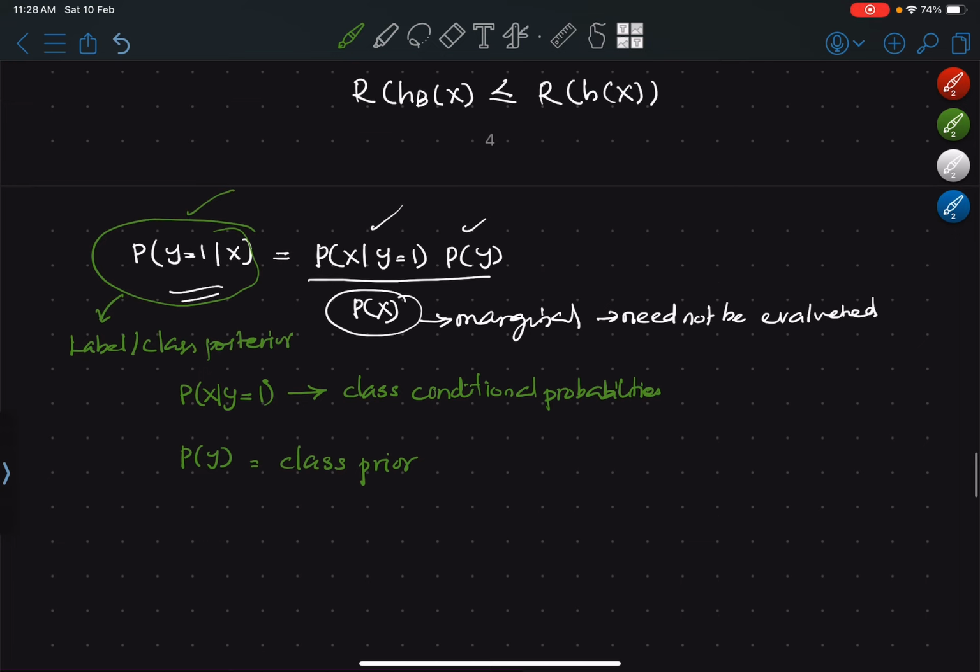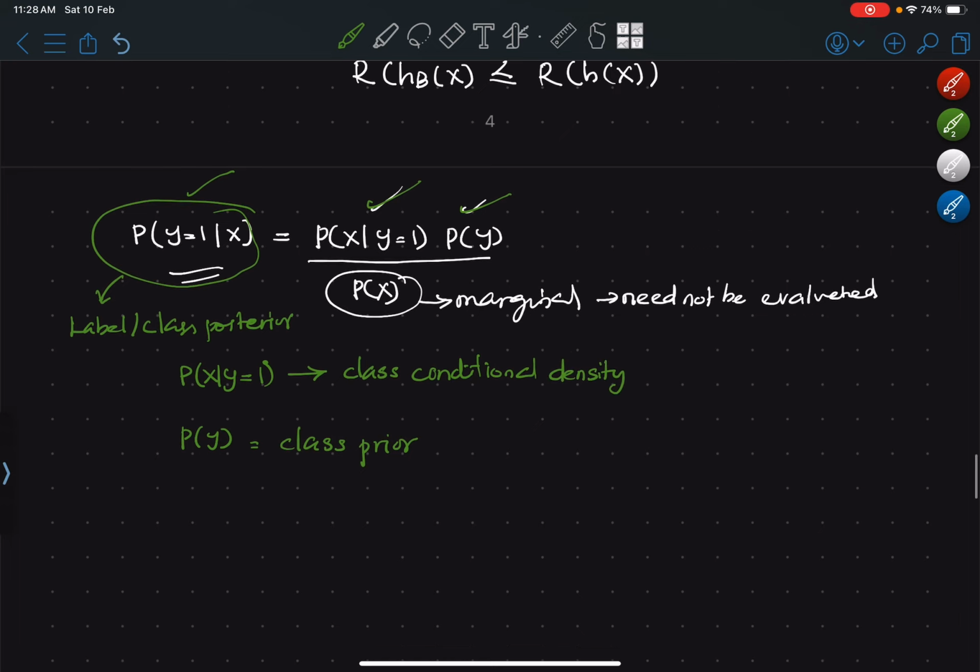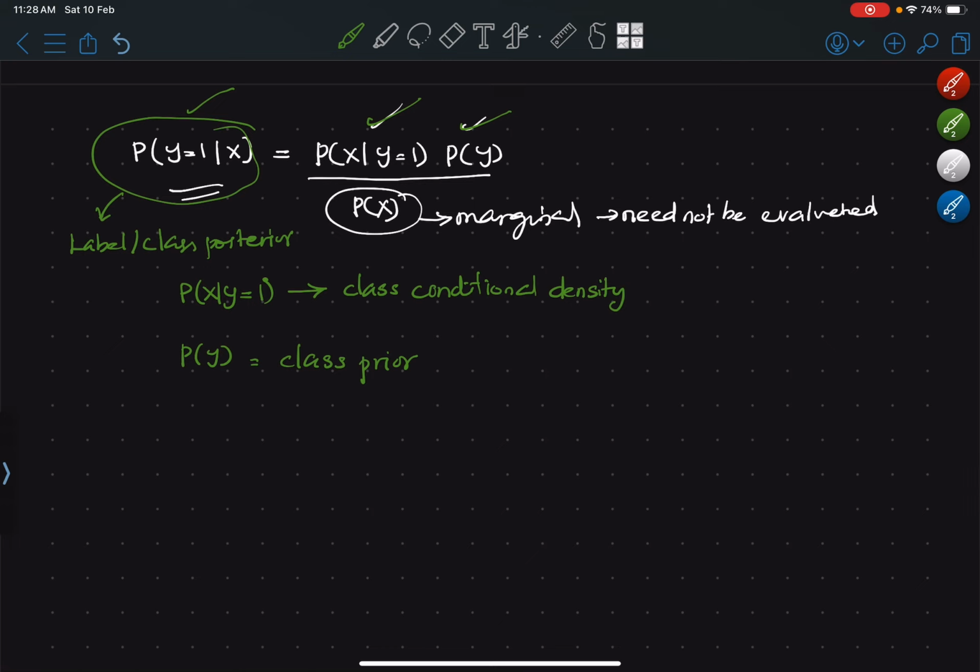So we have to evaluate this, but in order to evaluate this, we have to know this class conditional probability. In fact, it's class conditional density. Sorry, it's not probability. It's class conditional density, because we have to be precise. We have to evaluate this class conditional density, and we also have to evaluate the class prior. Only if we know these values will we be able to evaluate this.